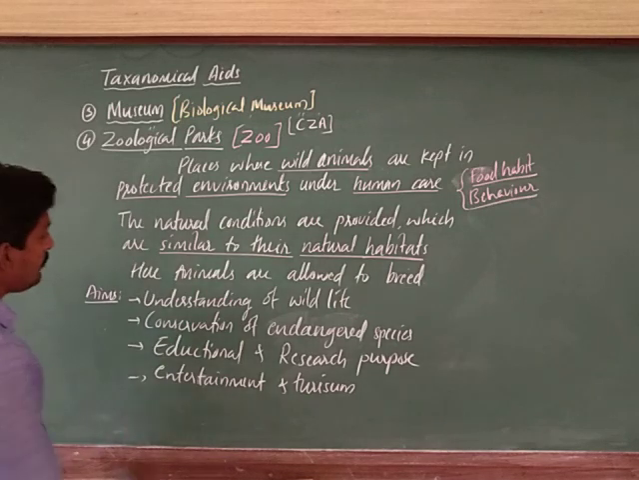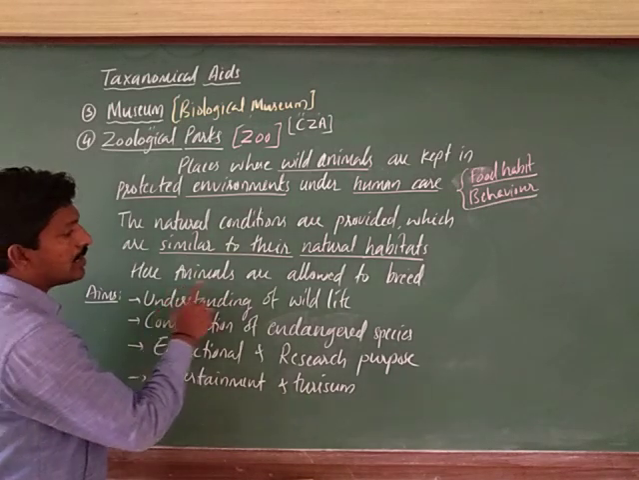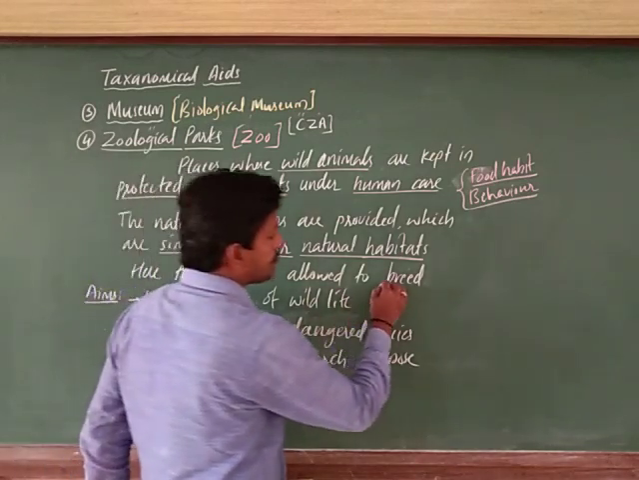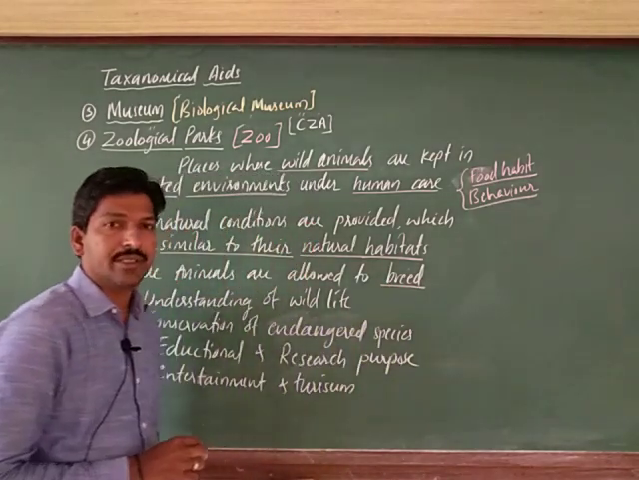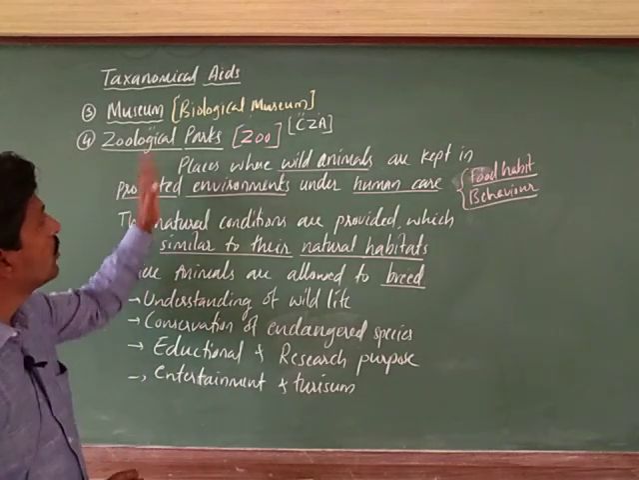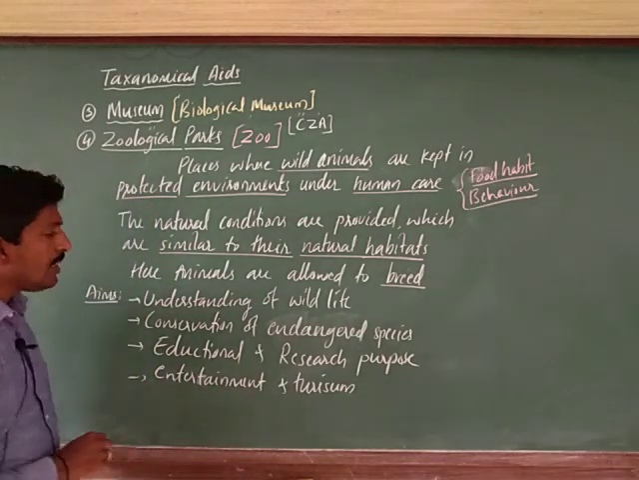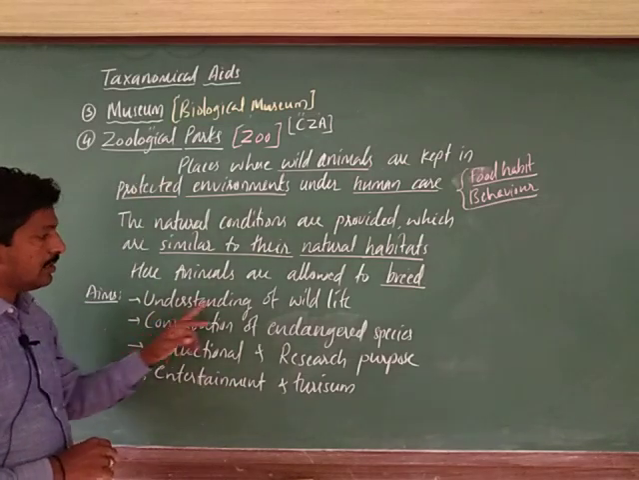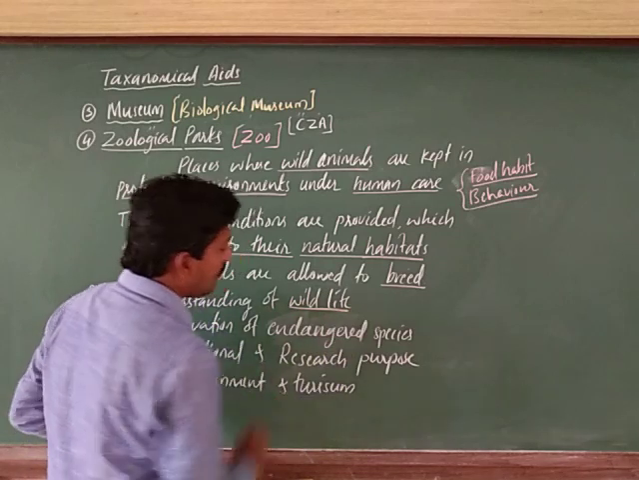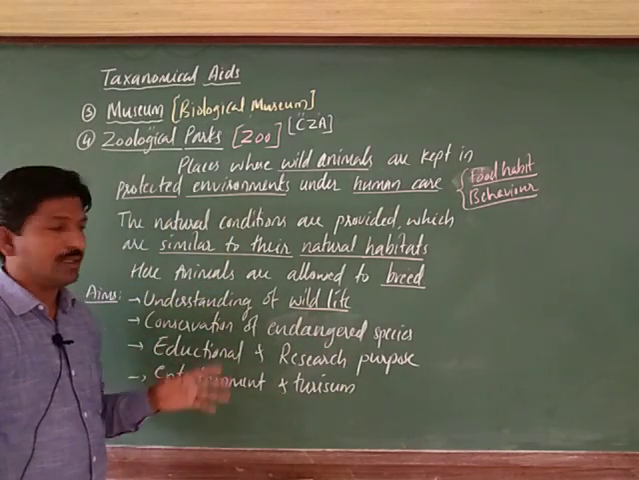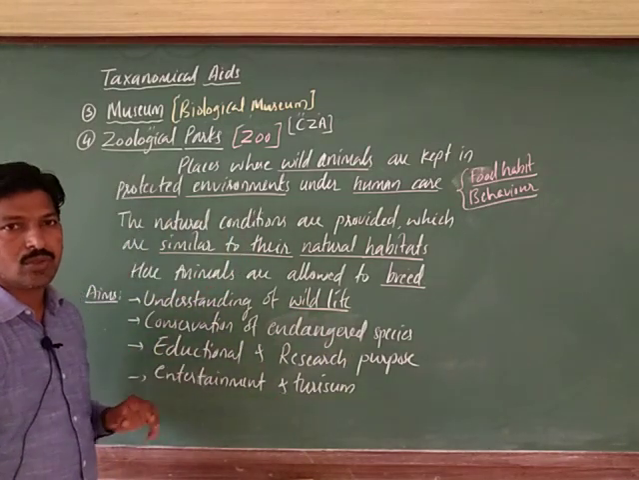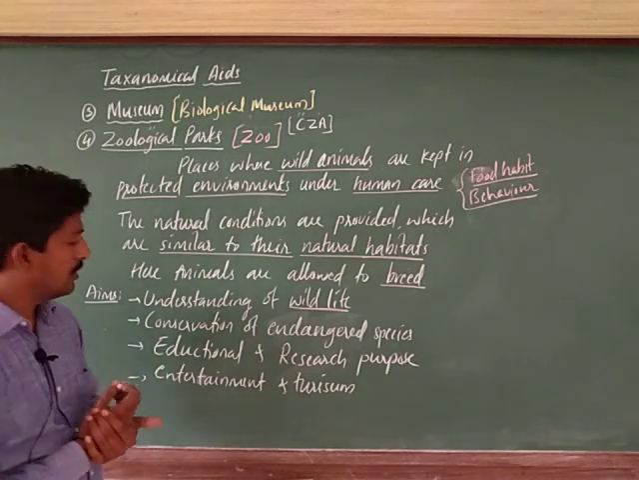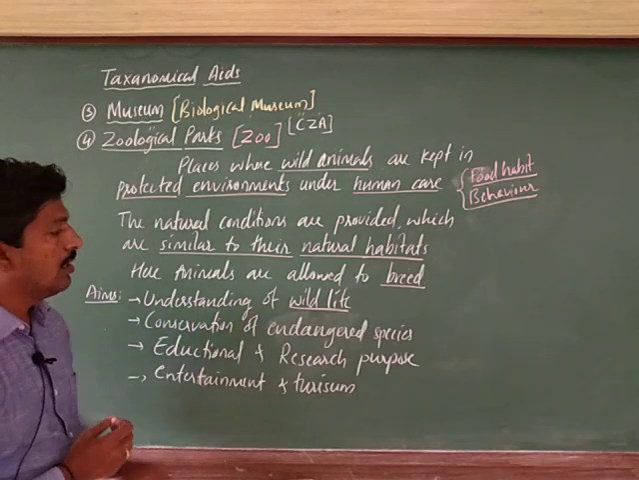Next, here animals are allowed to breed. They are allowed to breed means they can reproduce and continue their progeny in these zoological parks also. See, major aims of zoological parks are understanding of wildlife, creating the interest of the public in wildlife. One should not hunt the animals; that is, creating awareness regarding this.